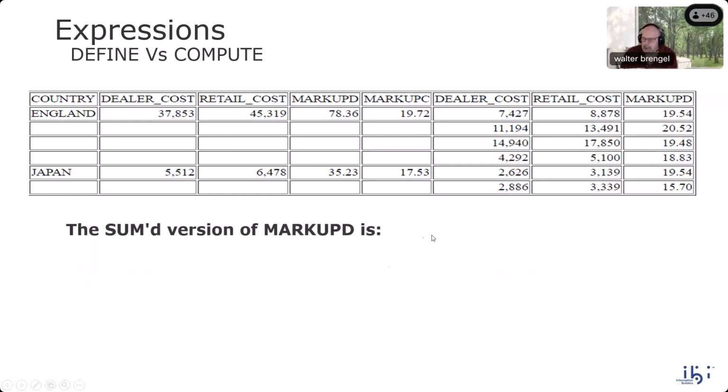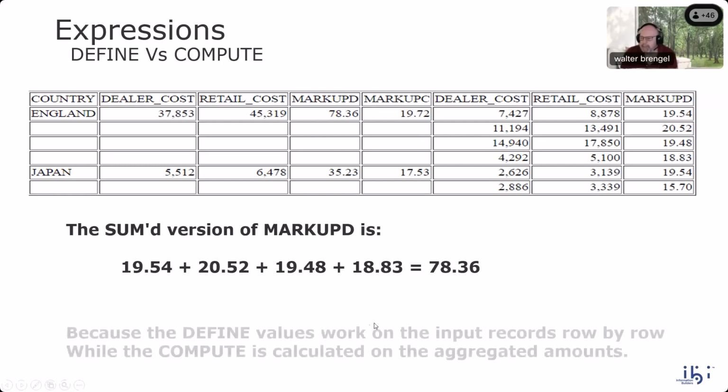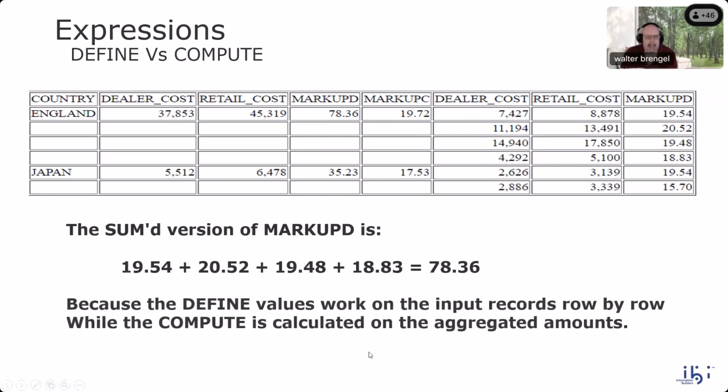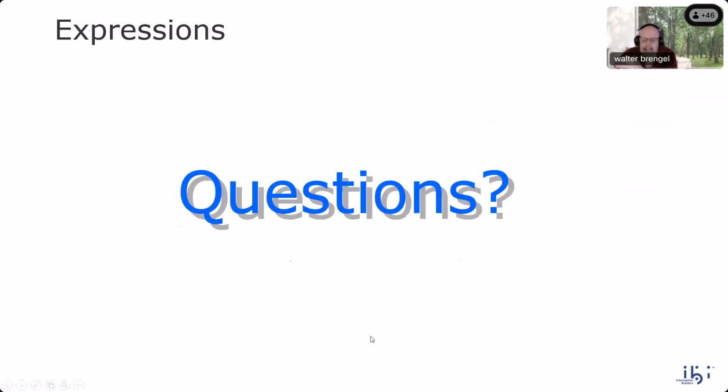So the sum version of markup D is 19.54, 20.52, 19.48, 18.83, for a total of 78.36, which is the value we see over here. So the one is the sum of the values of the markups, and the other one is a recalculation of the markups at the sort level. And that's what that says. That's all I have for today. Any questions?